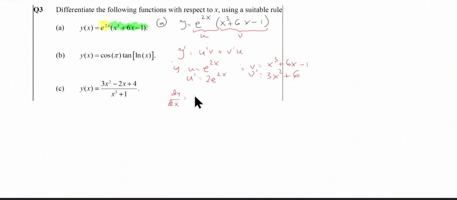equals u prime, in this case 2e to the 2x, times v, which is x cubed plus 6x minus 1, plus v prime, which is this one, put brackets for better visibility, v prime times u, which is e to the 2x, put e to the 2x.